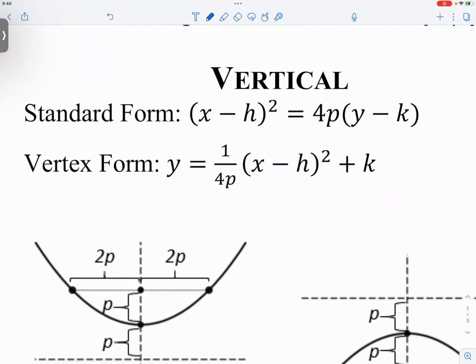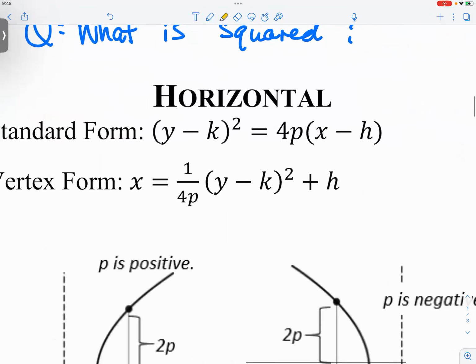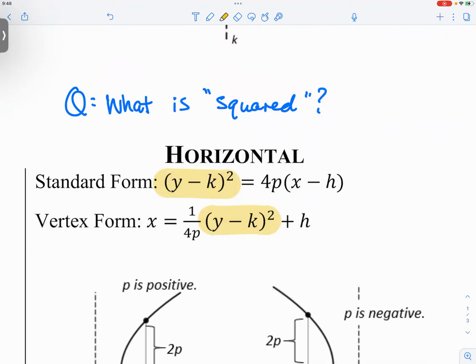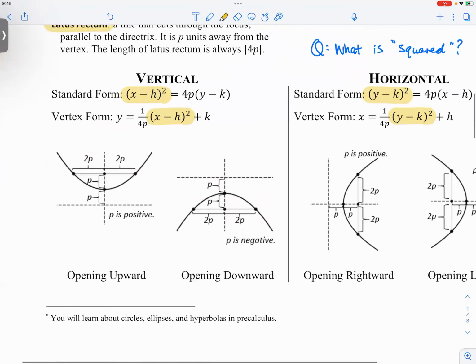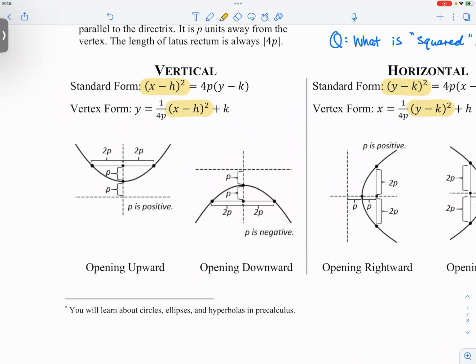So if x is squared, then we know that it is vertical. Okay, if x is being squared, we know it's vertical because we have done it for a few weeks. Okay, so if y is being squared, then you know it must be horizontal. Okay, so that's why this question is very important. What is squared? Let's just take a quick glance at it. What is squared? And how do you know whether it opens left, right, up, or down? It all depends on the p-value.